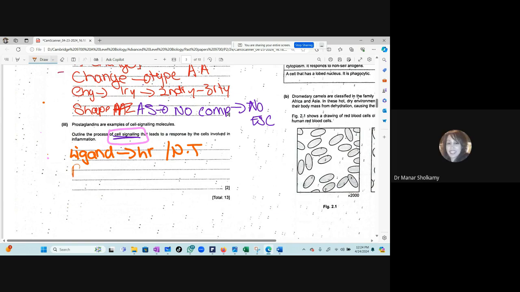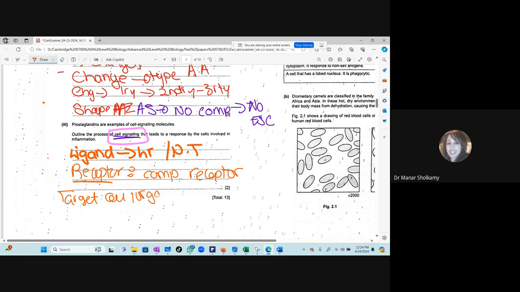Very good. And then we have reception. Or you don't have to write this. It will bind with a complementary receptor. This complementary receptor, where is it found? On the cell surface membrane. Very good. Of which cell or organ? Which target cell. Very good. Yes, a target cell or organ, it is found on a target cell or a target organ.